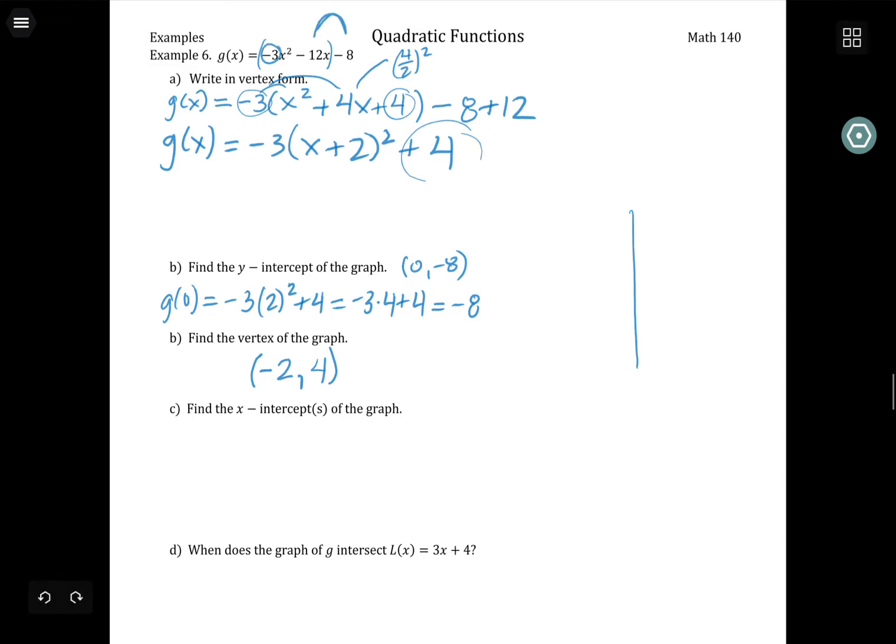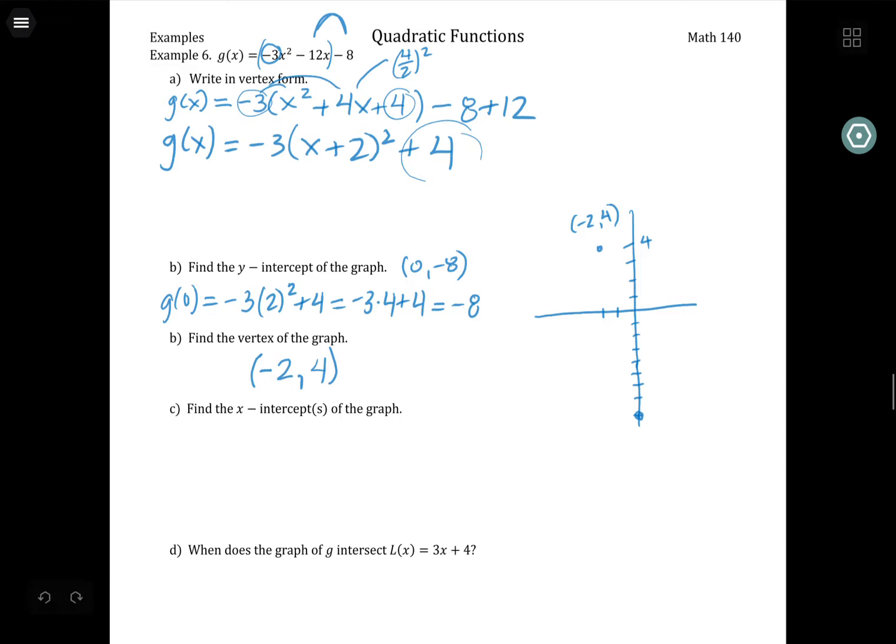Okay, so I think I'm ready to start here. I'm going to say I need to get to negative 2, 1, 2, 3, 4. That's going to be my highest point. I need to cross the y-axis way down at negative 8. 6, 7, 8, something like that.